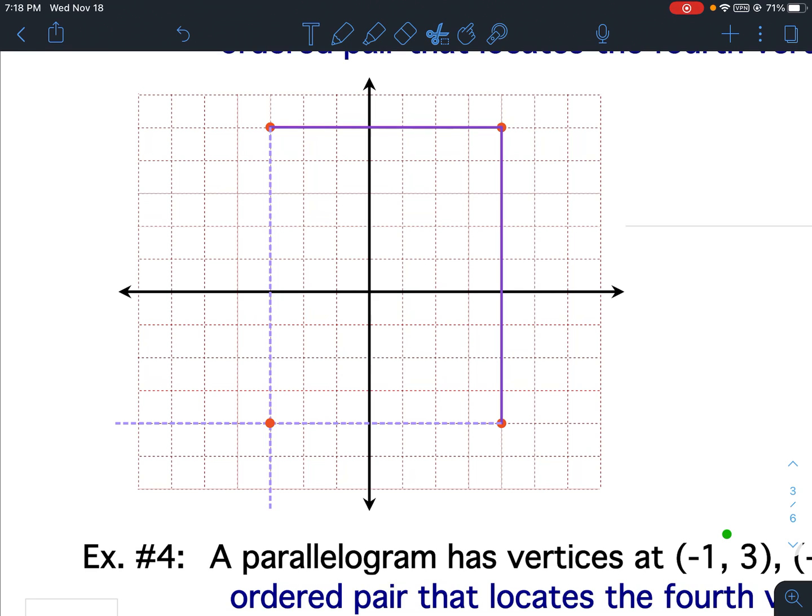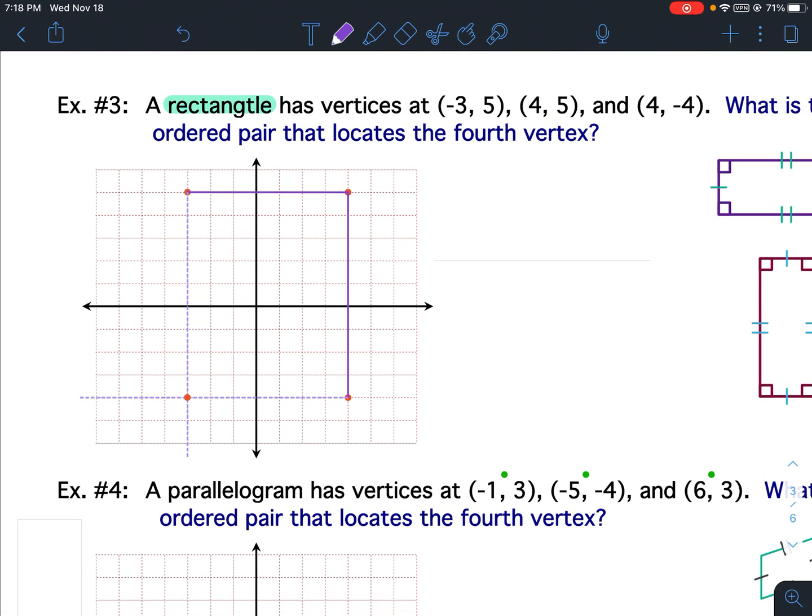But now we actually have to state the ordered pair for that fourth vertex. Well, we go to the left 3, and then we go down 4. To the left 3, then down 4. So to the left would be -3, and then down would be -4. So the final answer to example 3 is (-3, -4).